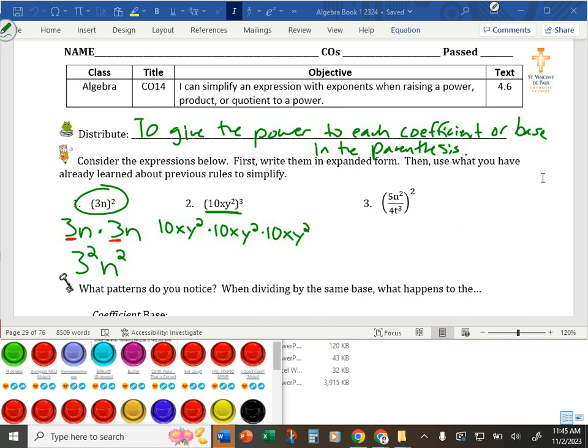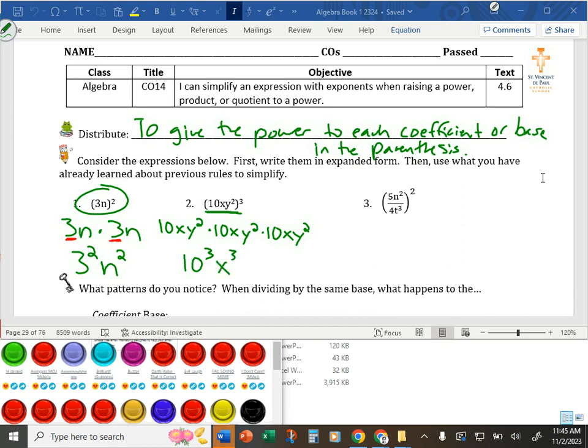How many 10s do we have all being multiplied? 3. How do we write 10 times 10 times 10 using the power? 10 cubed. How many x's do we have all being multiplied together? 3. How do we write x times x times x? X cubed. And then y. How many y's do we have all being multiplied together?